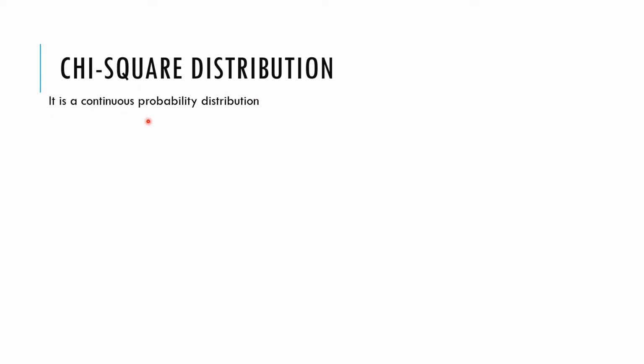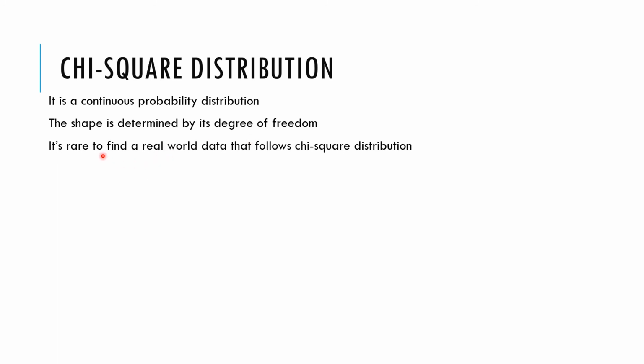The chi-square distribution is a continuous probability distribution, and its shape is determined by its degrees of freedom. We'll see what degrees of freedom are. The chi-square distribution can be used for both continuous or numerical variables as well as for categorical variables. This is the flexibility that chi-square gives us. Right now we are explaining the chi-square distribution for numerical variables. But it is very rare to find real-world data which follows a chi-square distribution. The main use of the chi-square distribution is for hypothesis testing as a statistical tool.